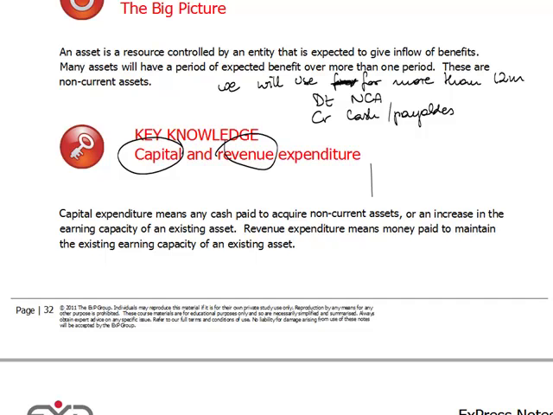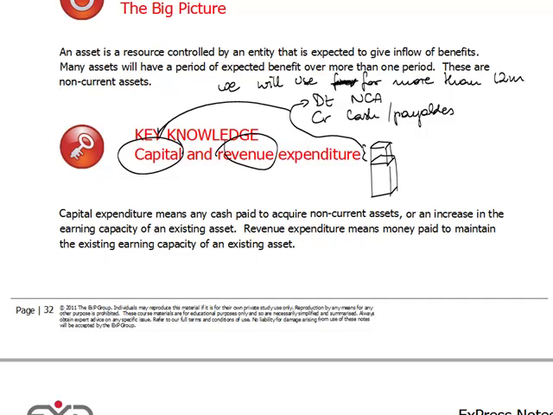Now let's look at a simple example of a building. If one day we decide to build up a few more floors over what we have, that is an extension to the building which will be treated as an addition to the non-current assets. That will be the capital expenditure, very often called CapEx.